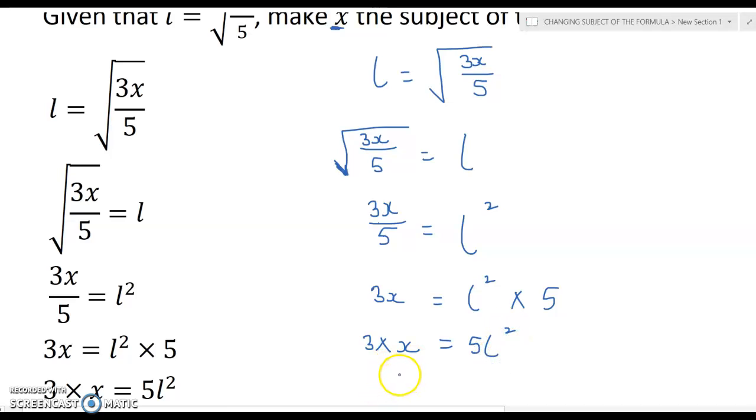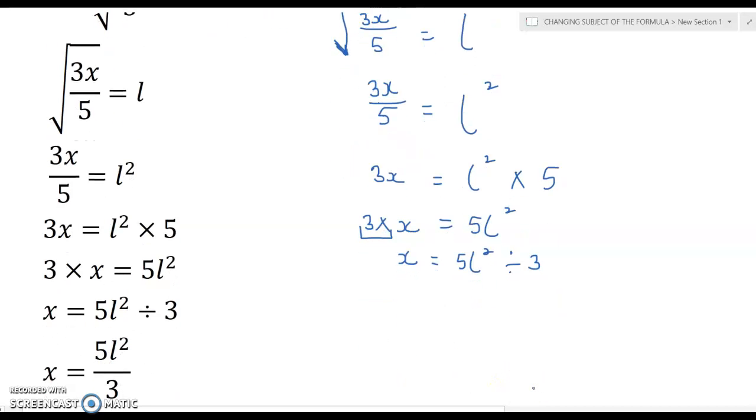And now, again, we want x alone to be the subject of the formula. So you're going to remove this multiplication by 3. So we get 5L squared divided by 3. And we can go one step further and put it as a fraction. So x is equal to 5L squared all over 3.